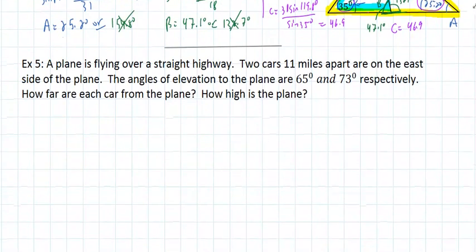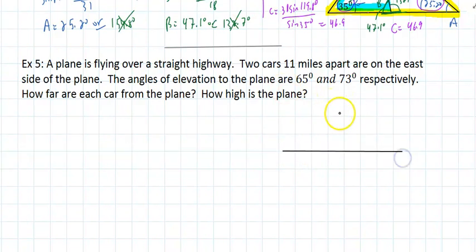A plane is flying over a straight highway. Let's say the plane is right there. Two cars are on the east side, both of them, 11 miles apart. This distance is 11 miles.